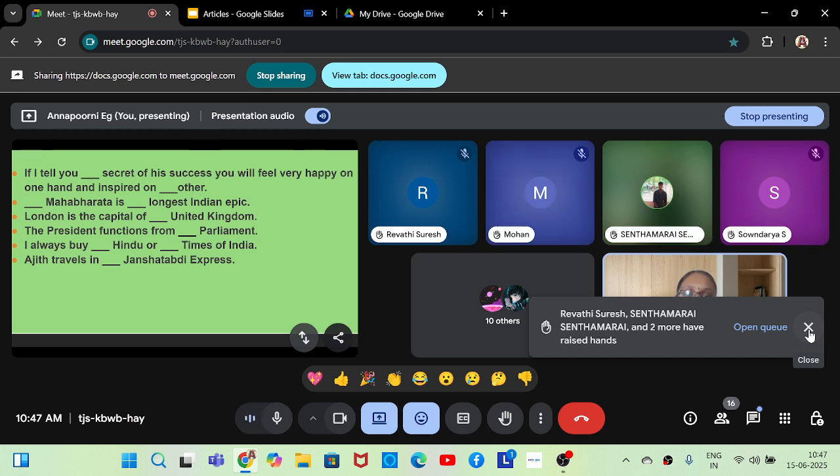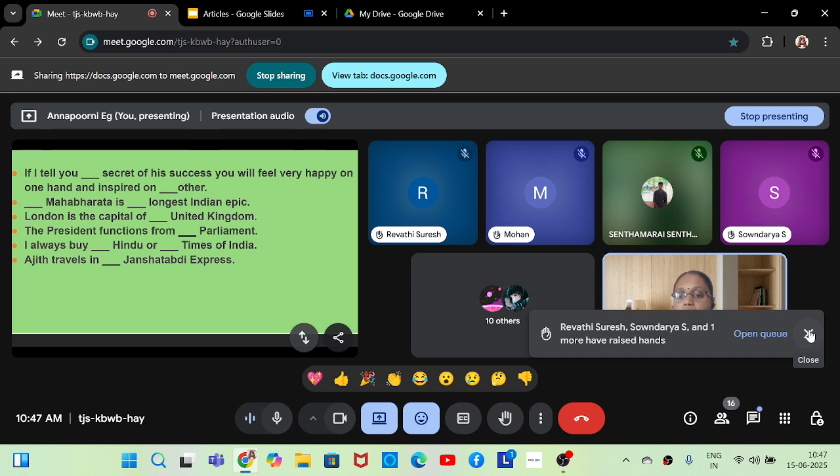But you should also know what this is. Hindu means The Hindu, that is a newspaper name. The Times of India is the name of another English newspaper. Okay. Now the next question again we are using another kind of name. Let us see. The last question is Ajit travels in dash Janashadabdi Express. Okay.